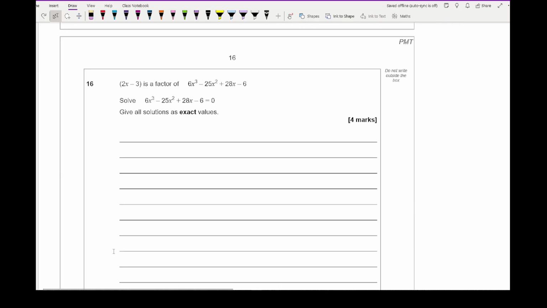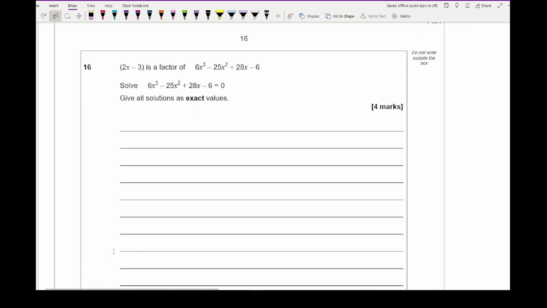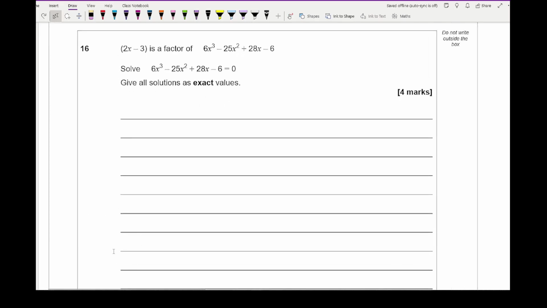Moving on to question 16, let's just zoom in so we can see it a bit clearer on the screen. So question 16 says 2x minus 3 is a factor of 6x cubed minus 25x squared plus 28x minus 6. Solve 6x cubed minus 25x squared plus 28x minus 6 equals 0. Give all solutions to the exact values.